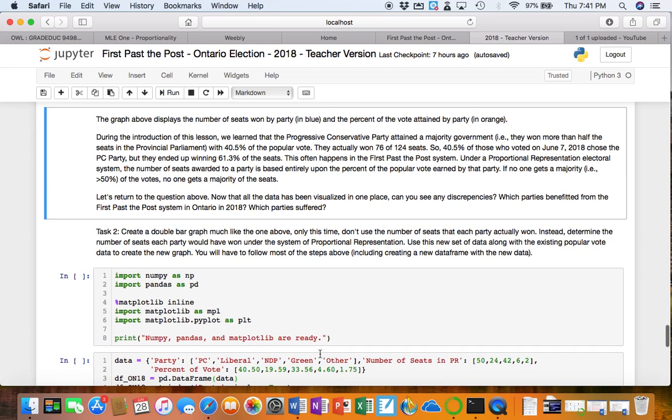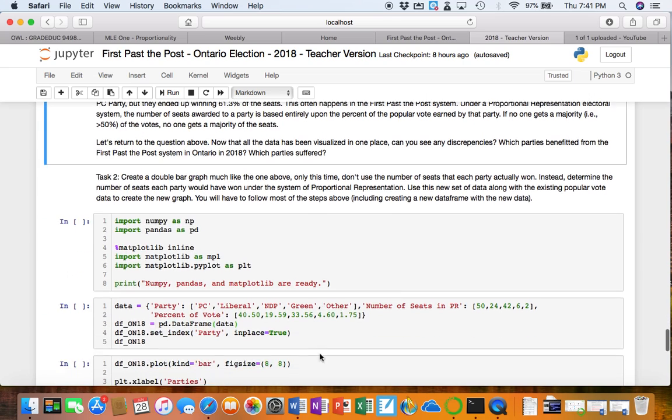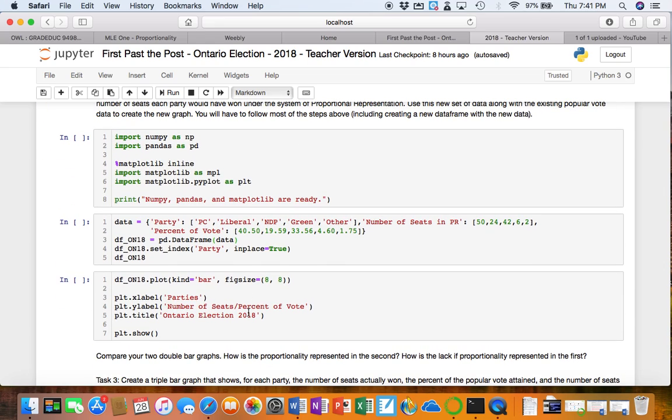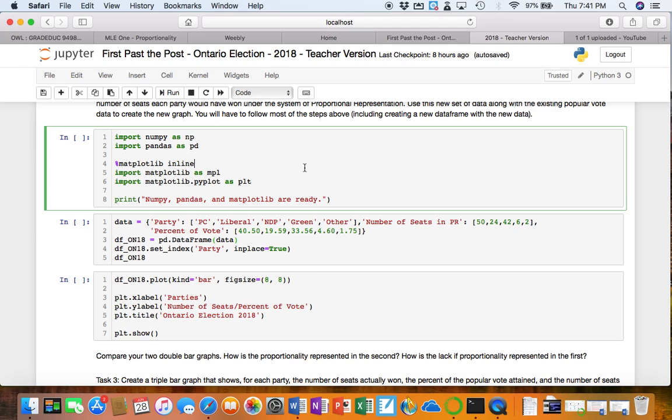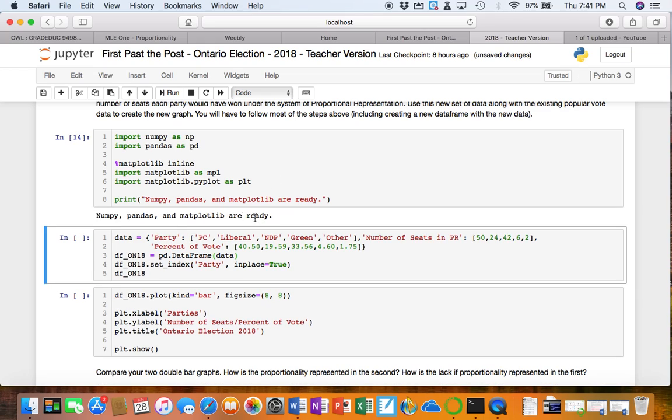So the next thing that the students have to do, and they don't have the answers in their document, only the teacher does, the task is create another double bar graph, but this time, instead of using the number of seats they actually won, figure out how many seats they would have won under a proportional representation system. So these cells are almost identical to the ones up top because we've created a general abstract code for these various items, preparing the data and plotting the data. So we'll just enact these. So our libraries are in place.